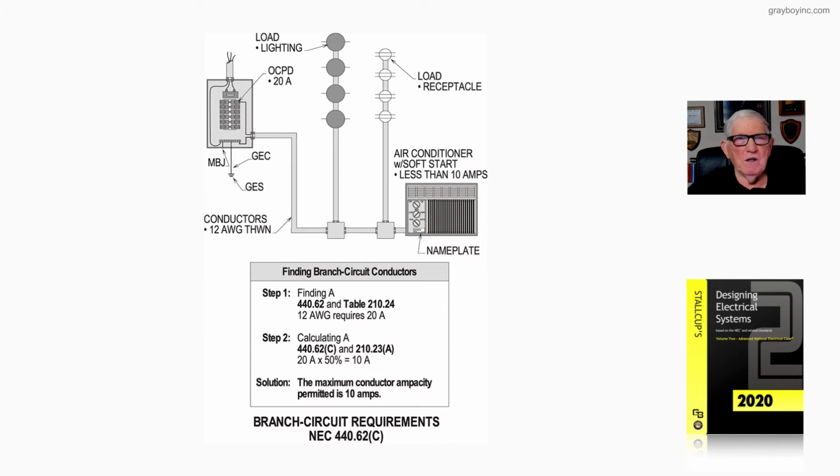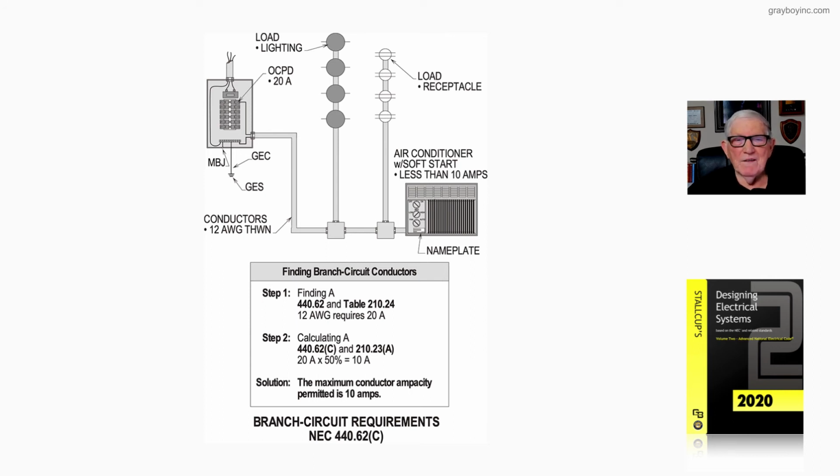440.62C. So here we have a 20 amp overcurrent device in the panel board. We have number 12 copper conductors. The unit is less than 10 amps operation, has a soft start to reduce any kind of inrush currents, except short circuit, ground faults, and overloads. And in step 1, we have the number 12 wire, good for 20 amps. Now that's in accordance with 440.62 as well as 210.24.